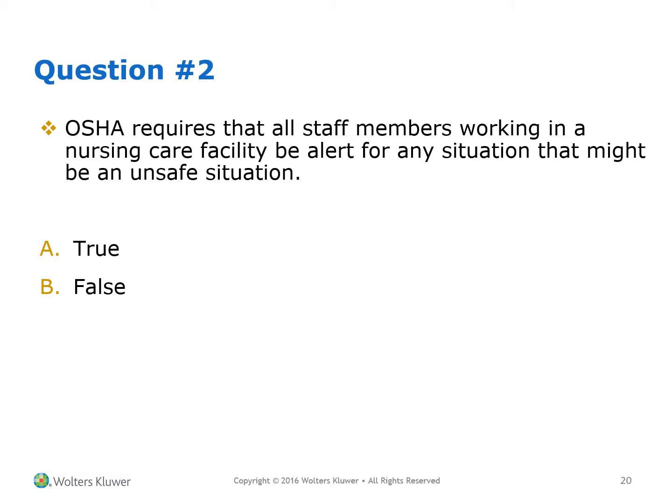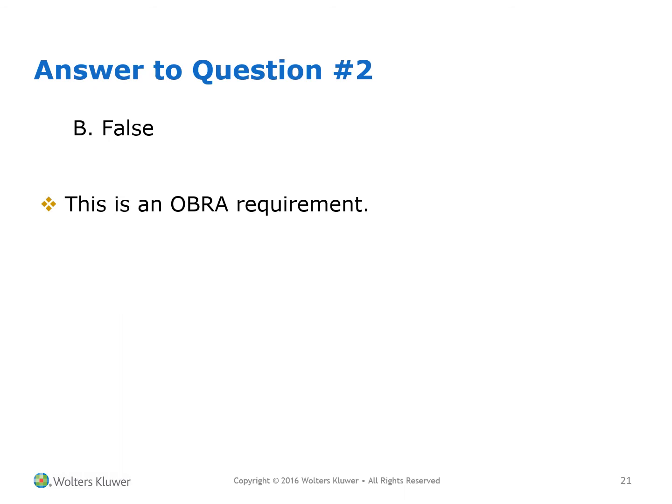OSHA requires that all staff members working in a nursing care facility be alert for any situation that might be an unsafe situation. True or false? This is a tricky one. False. This is an OBRA requirement.